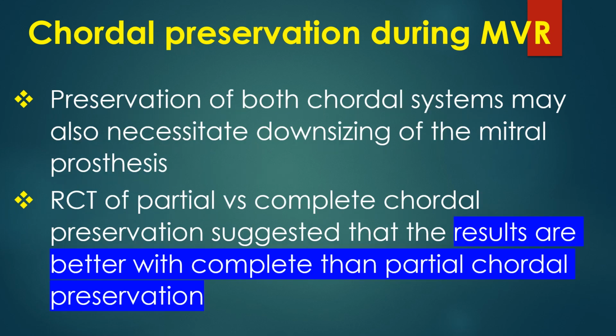This is because of the possibility of redundant anterior chordal tissue obstructing the left ventricular outflow tract. Preservation of both chordal systems may also necessitate downsizing of the mitral prosthesis, but a randomized trial of partial versus complete chordal preservation suggested that the results are better with complete than partial chordal preservation.